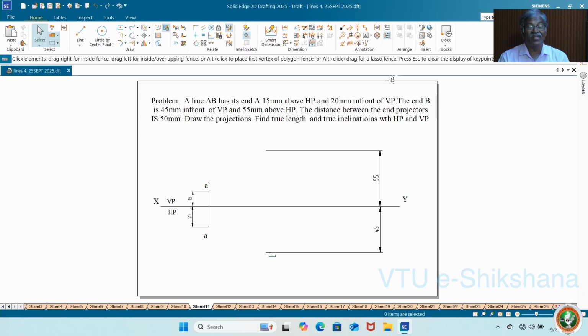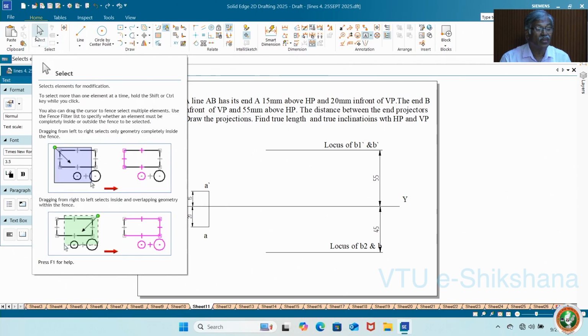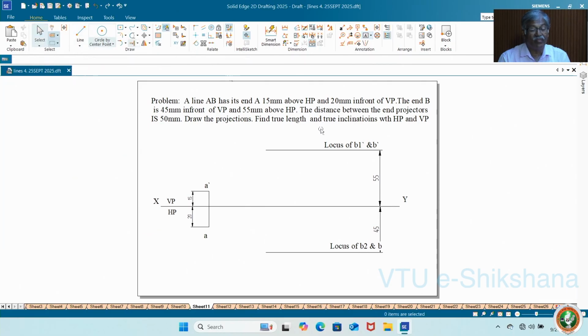Now, what is this actually? This is locus of B2 dash and B1 dash and B dash, and this is locus of B2. This is locus of B2 and B. Okay, locus of B2 and B.